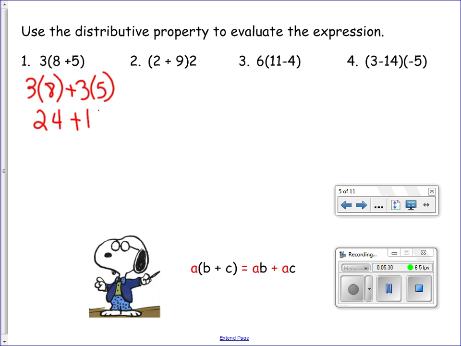Simplify. Do each example and check the board when you're done.